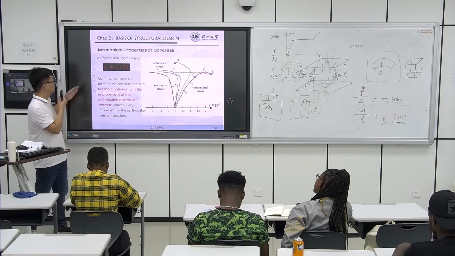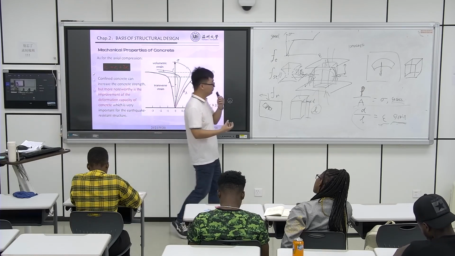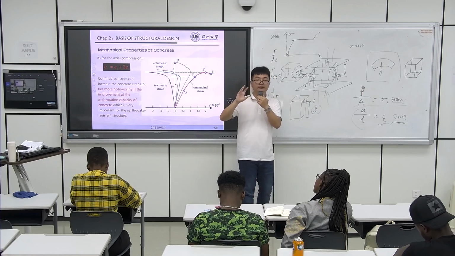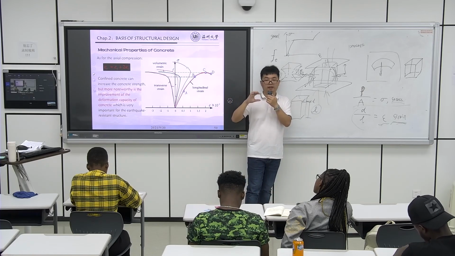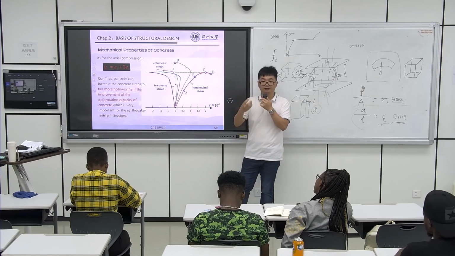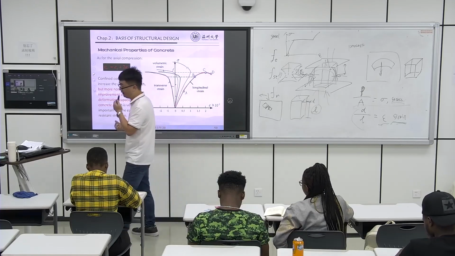Yeah, for confinement, sometimes we use a steel tube and put the concrete in the tube. So it can increase the concrete strength, and this curve can explain that.